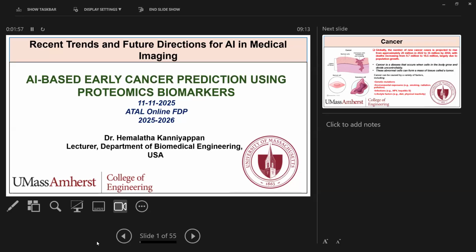So I have divided my talk into three main streams. The first will be the introduction of cancer, what exactly it is. I know it is too much of biomed, and moreover, the topic of this Atal FDP is AI in medical imaging. However, my topic is mainly based on AI in medical diagnostics. It is pretty deviated from the real topic, but I feel it is much needed in the current scenario. So this is how the flow of my talk goes.